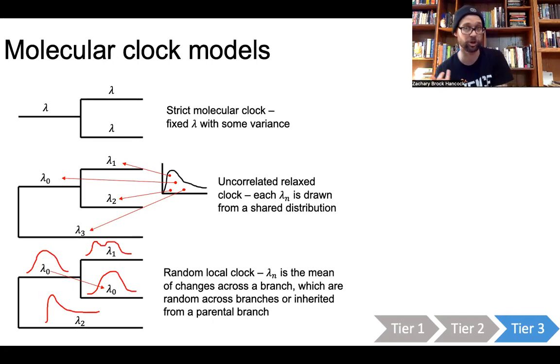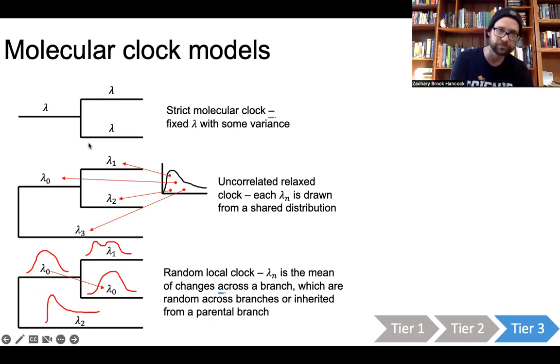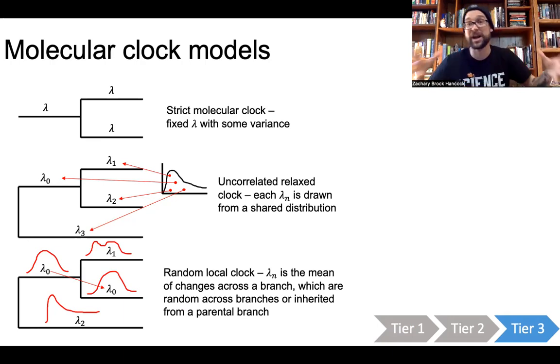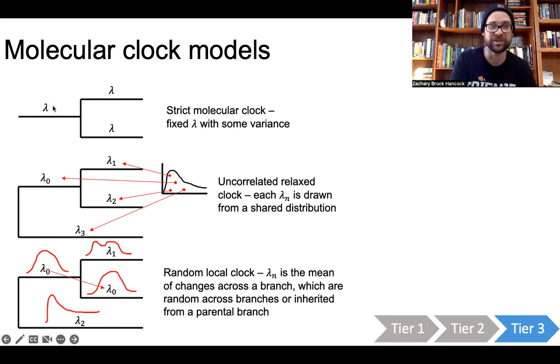So a strict molecular clock is this model up here. This is where you have one fixed rate, and then you can give some variance around that rate, but the rate itself is fixed, okay? And we assume that that rate applies equally to every single branch in the phylogeny. That's one kind of clock model.